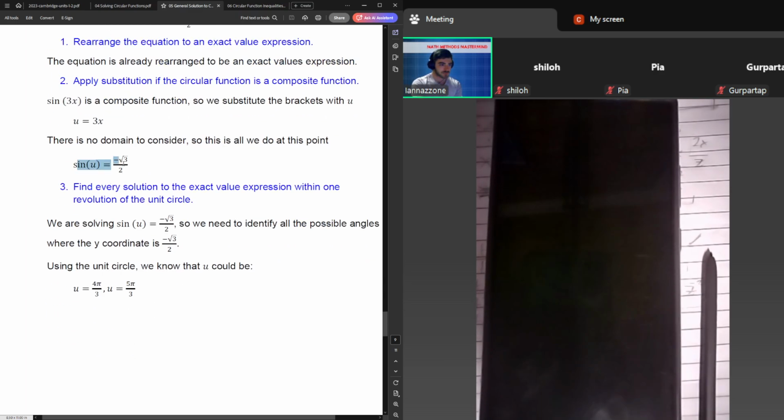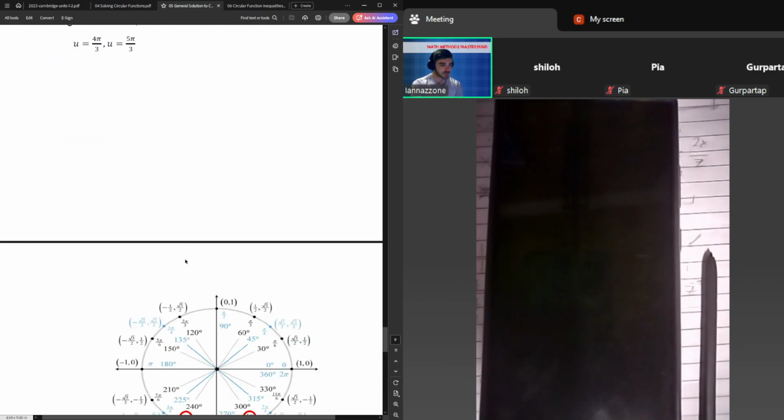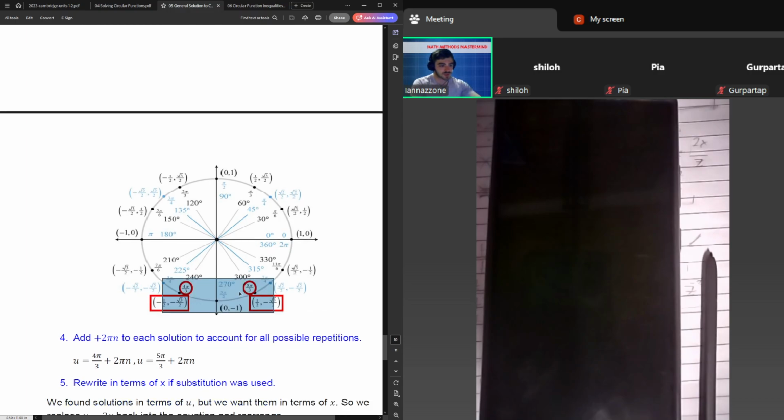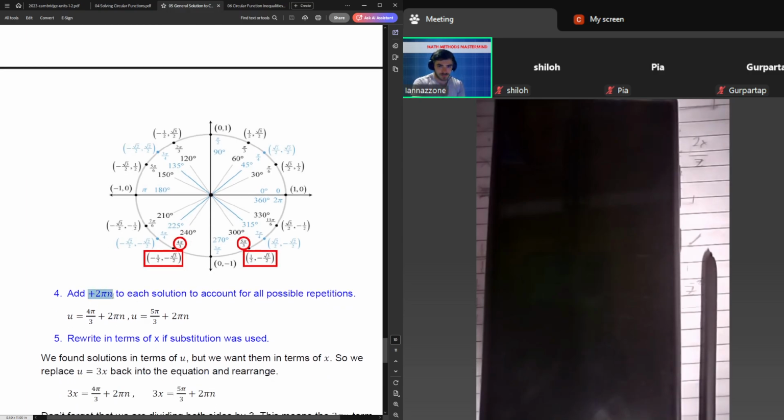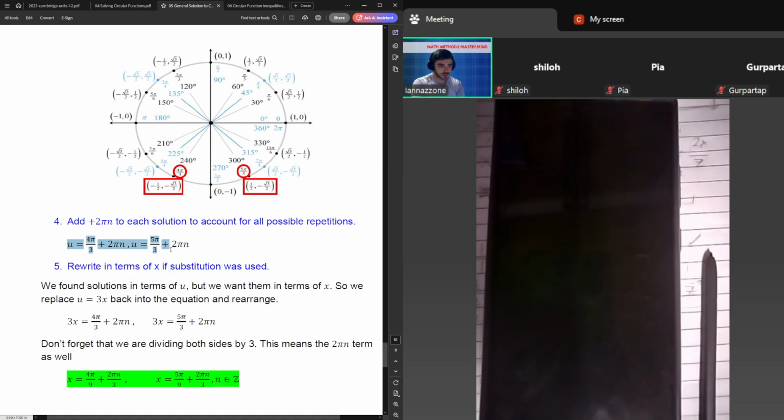Now, from there, solve this. What are the two spots where sine equals negative root 3 over 2? Well, that's these two spots here. It's at this specific stage where you add 2 pi n. You add 2 pi n at this stage. Then you rewrite for x.